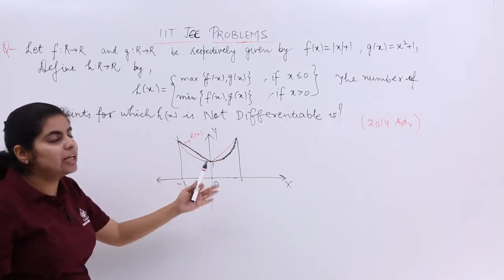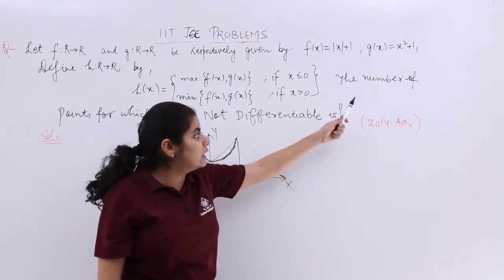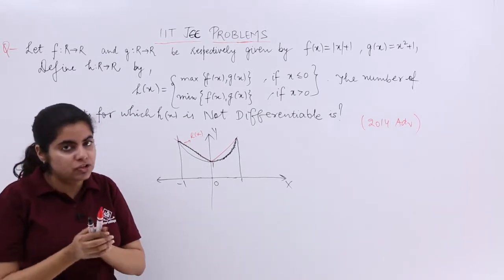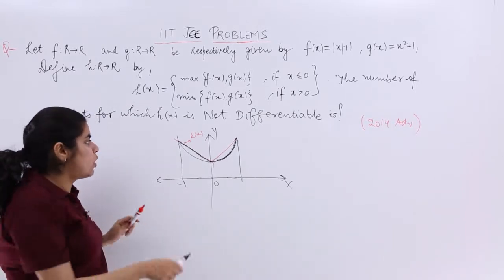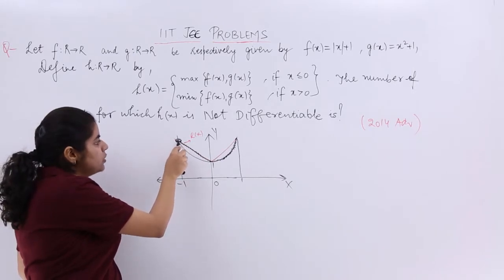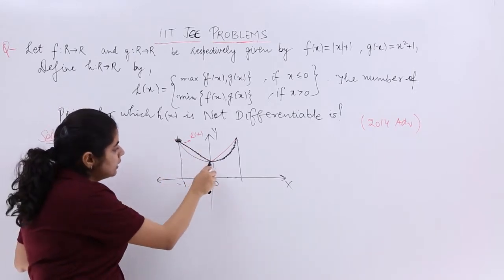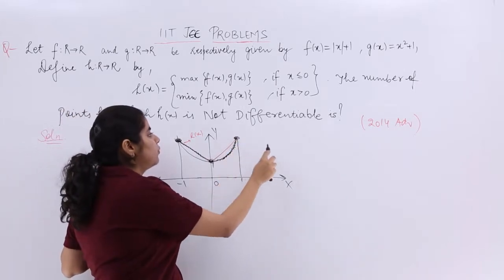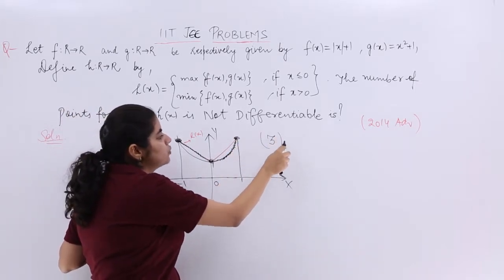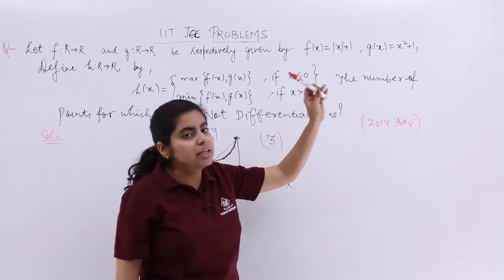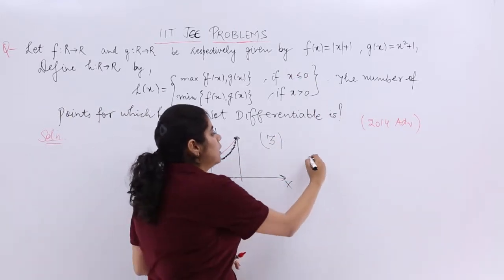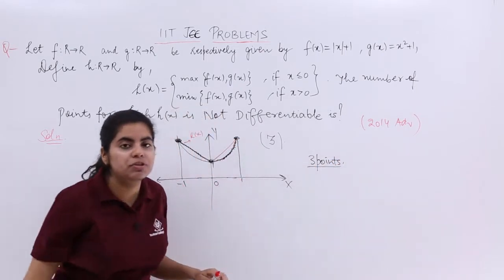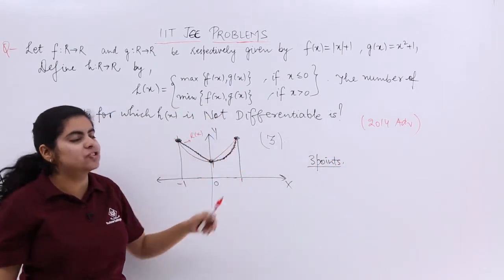This is your h(x), and you have to tell with the help of h(x) the number of points for which the function is not differentiable. You know that the function is not differentiable at sharp points. So how many sharp points? One sharp point here, the other sharp point here, the third sharp point here. So for 3 points, it is not telling which 3 points, but it is telling find the number of points. So the number of points are what? There are 3 points from which my function h(x) is not differentiable, and you can see these 3 are actually darkened.